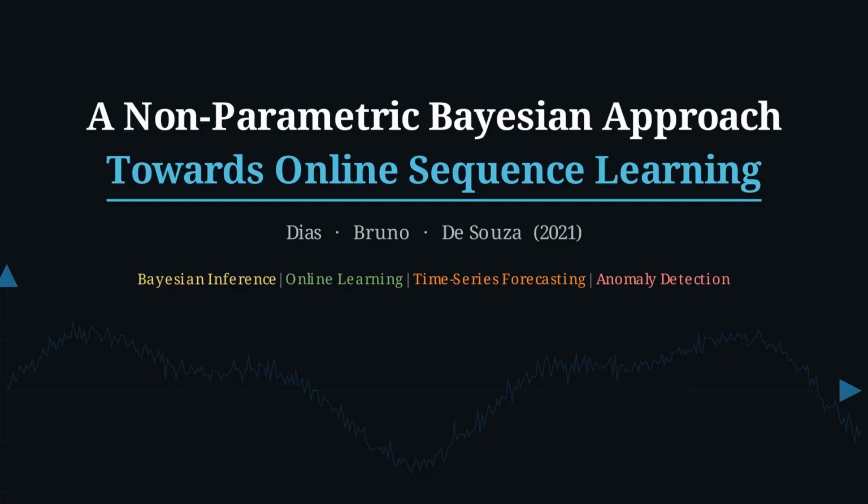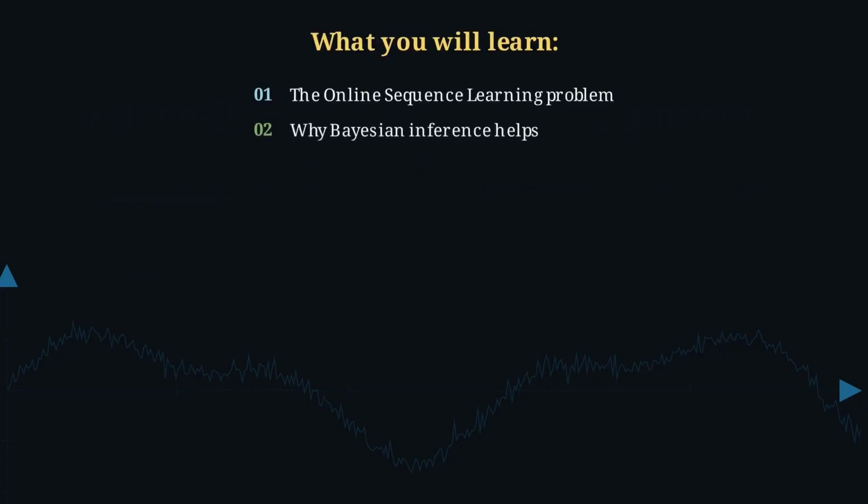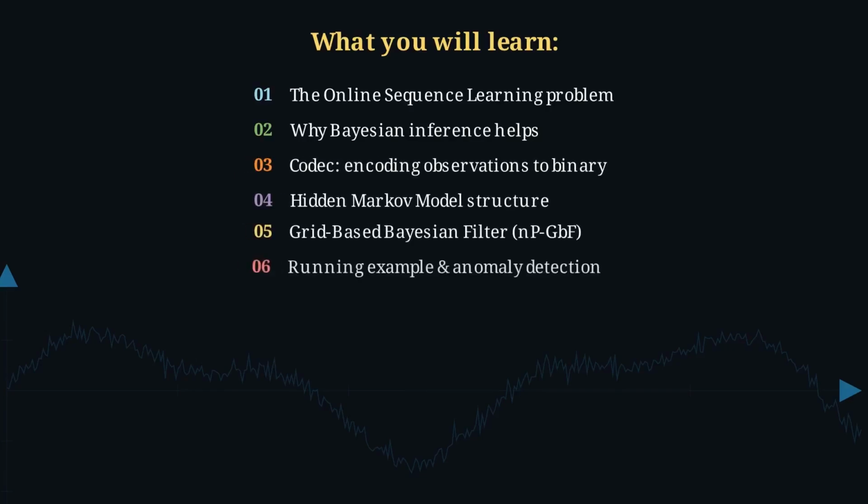Here is what we will cover. First, we will define the online sequence learning problem and understand why it is challenging. Then we will see why the Bayesian framework is the right tool for the job. We will then look at how observations are encoded into sparse binary vectors using a codec structure. After that, we build up the hidden Markov model formulation and the grid-based Bayesian filter. Finally, we walk through the full algorithm step by step and see it applied to anomaly detection.